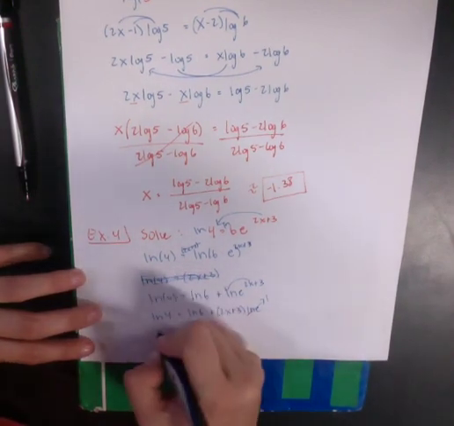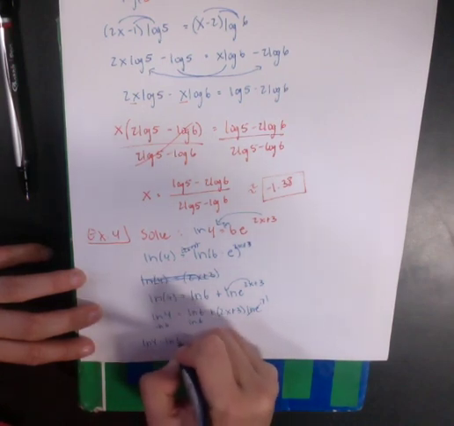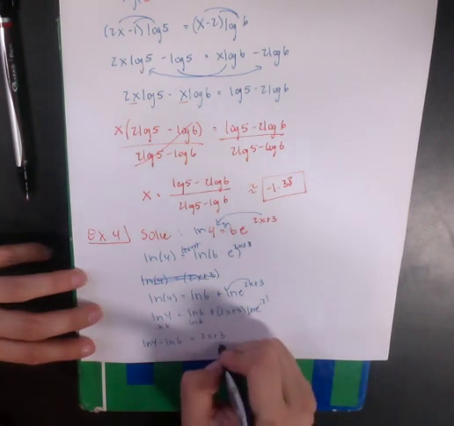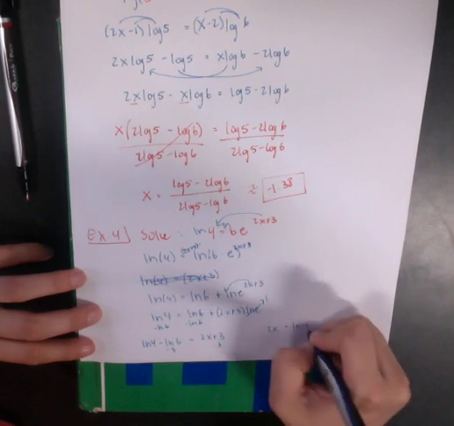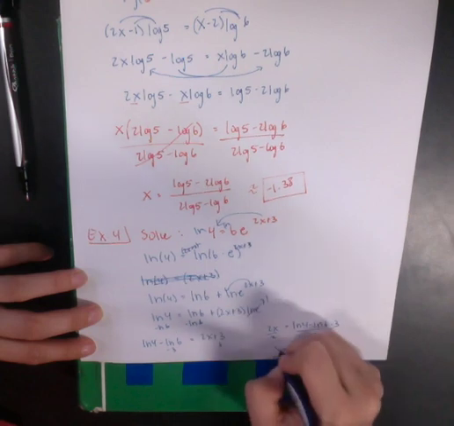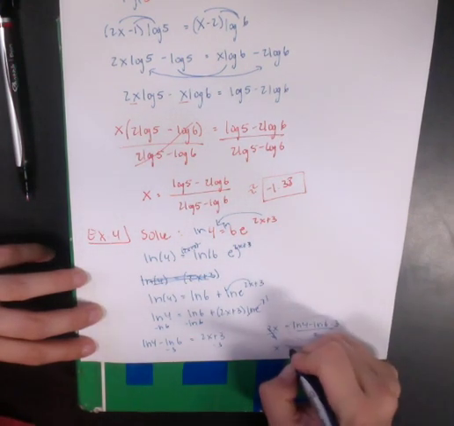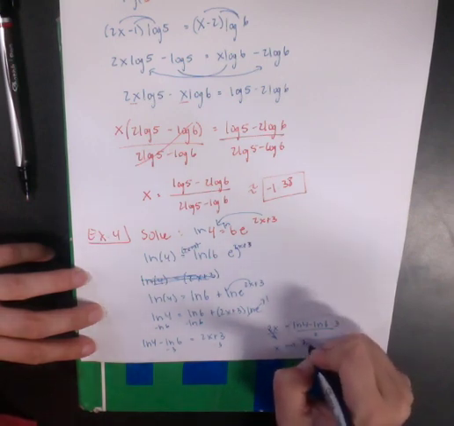Now I'm going to subtract my natural log of 6. So I'll have the natural log of 4 minus the natural log of 6 equals 2x plus 3. Subtract 3. So I get 2x equals the natural log of 4 minus the natural log of 6 minus 3. Divide everything by 2. This you can do as one step in your calculator, and it gives you that x is about negative 1.70.